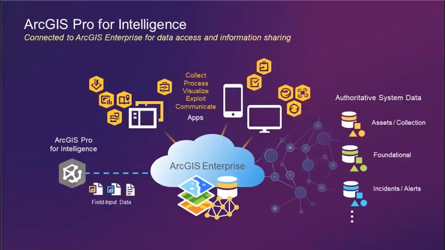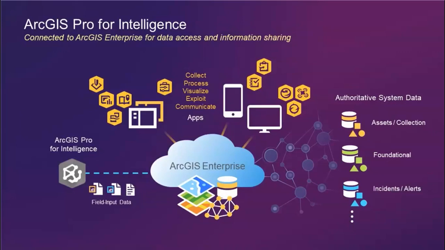ArcGIS Pro for Intelligence is also connected to your ArcGIS Enterprise. So you get more data access, exploitation, collaboration, and information sharing capabilities. When you connect to the enterprise, you can access and use data from your own authoritative databases, and you can share your intelligence information with your colleagues within your connected enterprise organization.